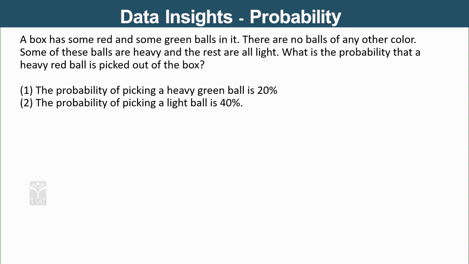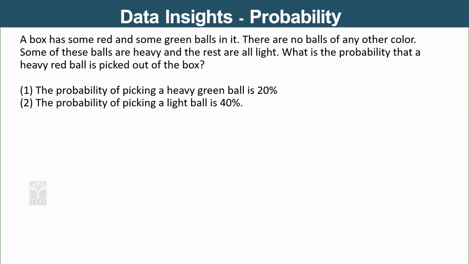A box has some red and some green balls in it. There are no balls of any other color. Some of these balls are heavy and the rest are all light. What is the probability that a heavy red ball is picked out of the box? Statement 1: The probability of picking a heavy green ball is 20%. Statement 2: The probability of picking a light ball is 40%.